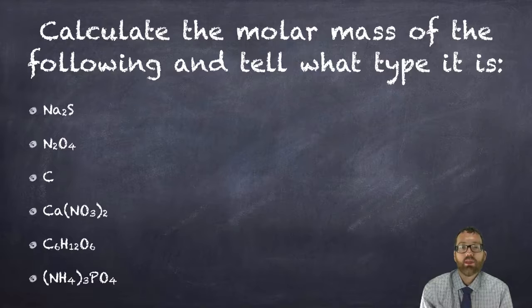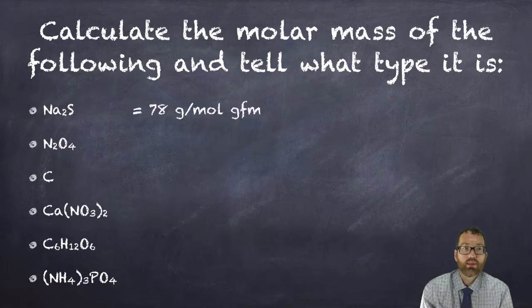So I would like you to pause this video and on scrap paper try to calculate the molar mass of the following and also tell what type it is, whether it's a molecular compound. If it's a nonmetal bonded to a nonmetal, you'd say gram molecular mass. If it's an ionic compound, a metal bonded to a nonmetal, you'd answer gram formula mass. And if it's just an element, you'd say gram atomic mass. So remember from the last video you watched, all you need to do this is look up the masses of each on the periodic table and add them together. So go ahead and pause the video, and when you're ready, unpause it and see how you did with your answers.